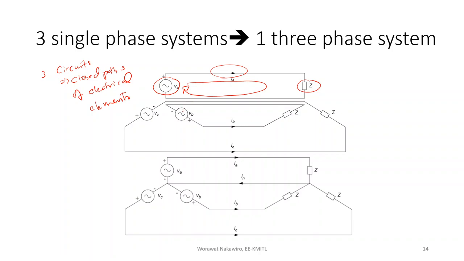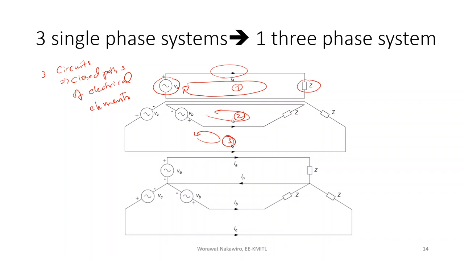Now you see, you have the circuit of VB and IB flowing through the load. So you have the other circuits: circuit one, circuit two, and circuit three. So these three single-phase systems we can combine. It's equivalent to a single three-phase system.